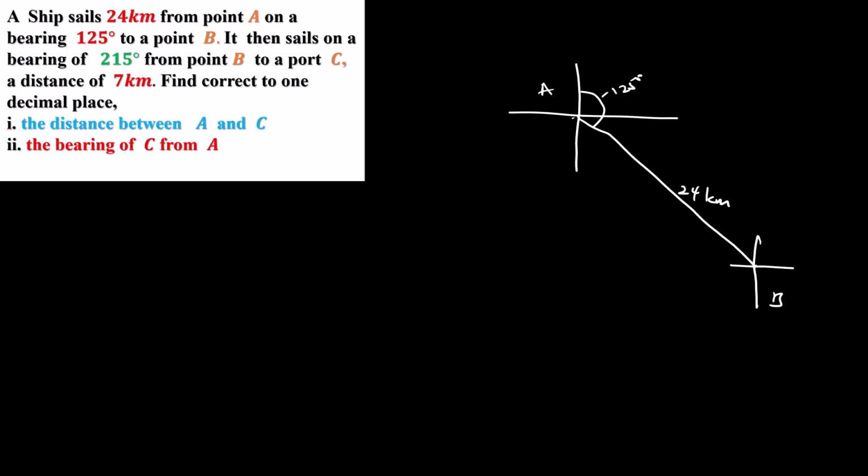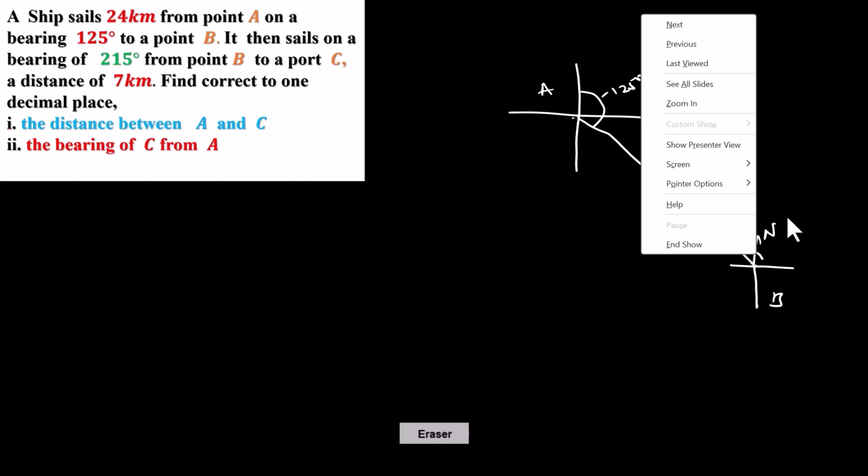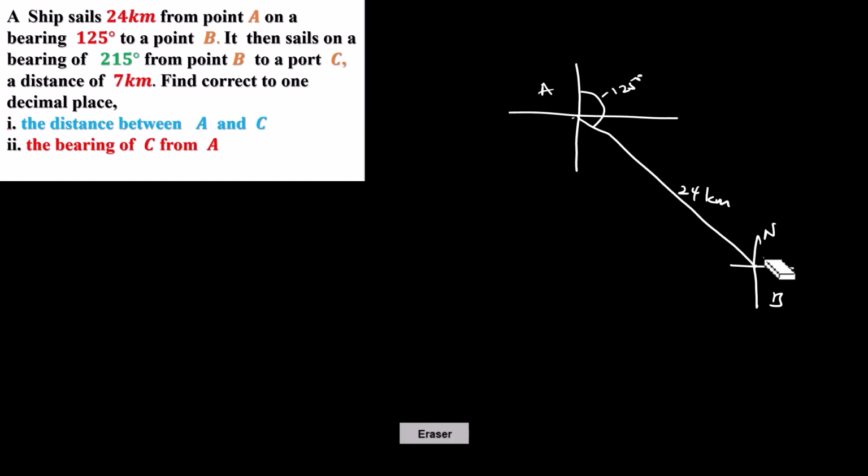It then sails on a bearing of 215 from point B to port C. So from point B, we measure 215 to meet C. So let's locate our north, then measure 215. So we start from the north, we go clockwise, so 200 plus will fall within this. So 7 kilometers. So let's call this C. So let's join this.